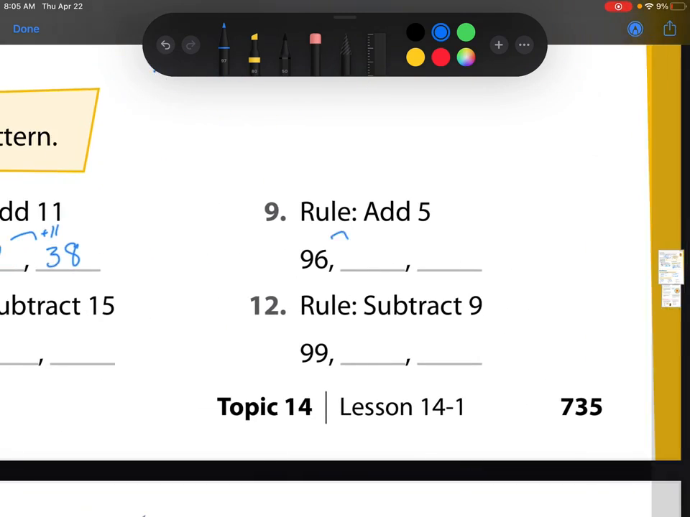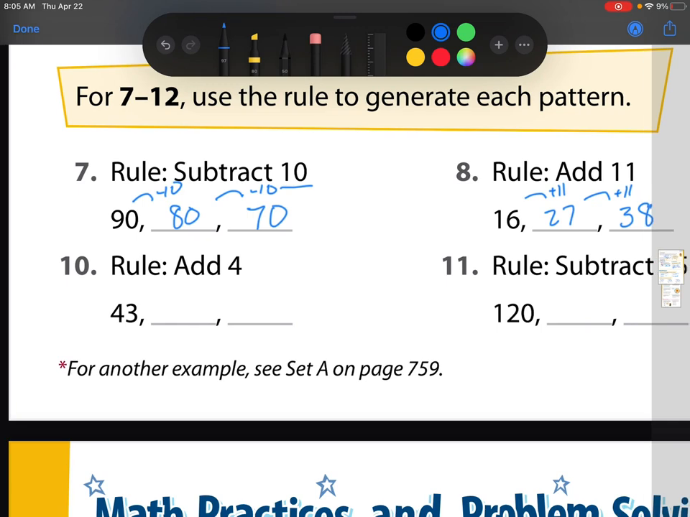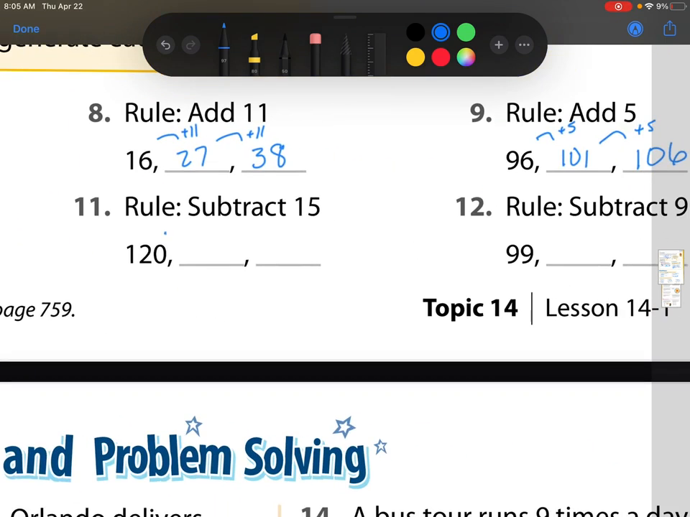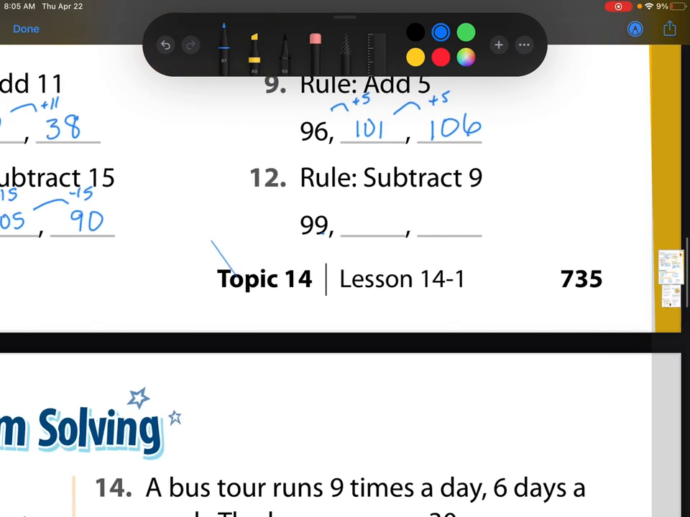Here we're adding 5. 96 plus 5 is 101. 101 plus 5 is 106. Over here, our rule is add 4. 43 plus 4 is 47. Add 4. 47 plus 4 is 51. Subtract 15. 120 minus 15 is 105. And then 105 subtract 15 is 90. Our last one for this page, our rule is subtract 9. Well, 99 minus 9 is 90. 90 minus 9 is 81.